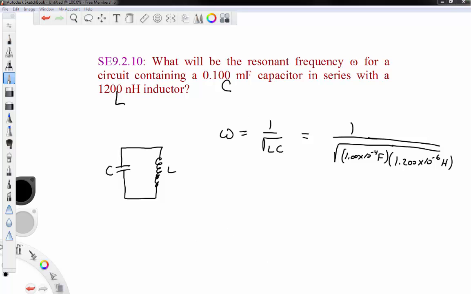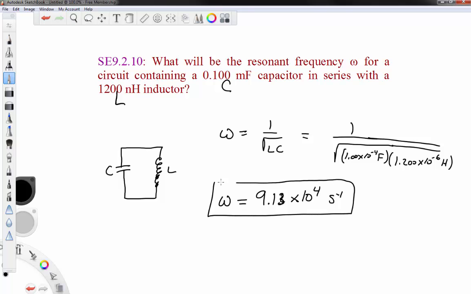So that gives us an angular frequency of about 9.1287. So maybe 9.13 times 10 to the fourth power in inverse seconds. So 91,287 inverse seconds, or radians per second, is what our angular frequency is. That may sound like a big number, by the way, but that's actually a relatively low frequency circuit, in large part because this is a pretty big capacitor.